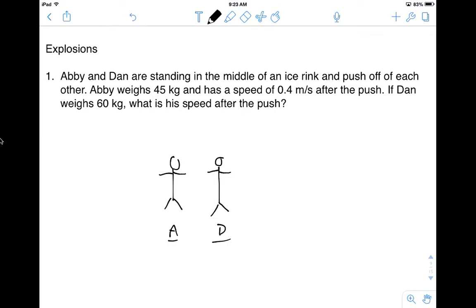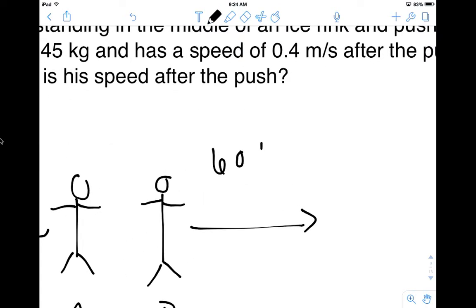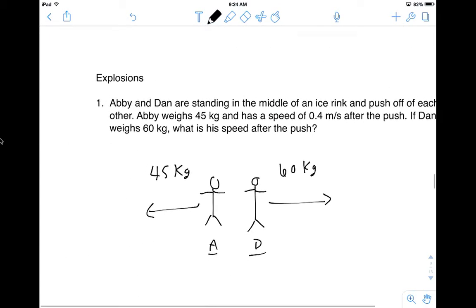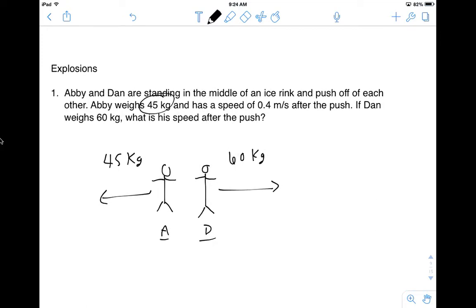Now it gives me some information about the two of them. Here's how I'm going to draw this. I know that they're going to push off each other. One's going to go that way, and one's going to go that way. Now, I know that Abby, her mass is 45 kilograms. Dan, his mass is 60 kilograms. All right, so I get that from the problem, 45 kilograms and 60 kilograms.